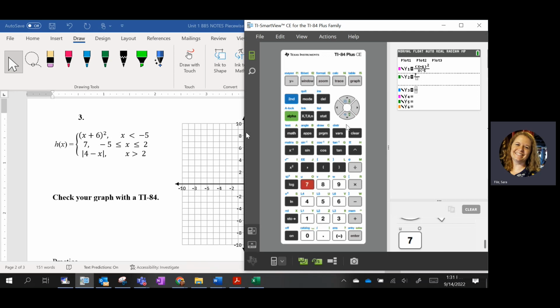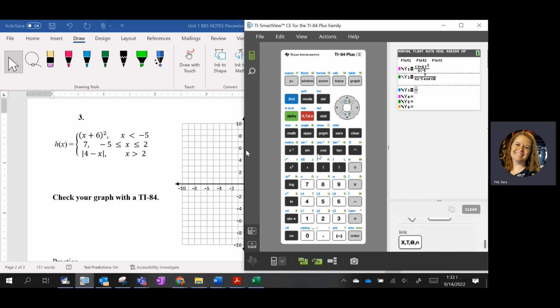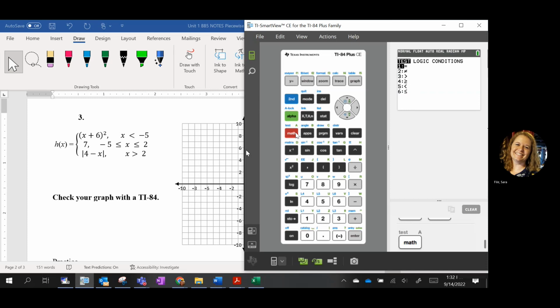Okay, and then we have a constant at 7. So that's just going to be a horizontal line at y equals 7, but only from x is -5 to 2. And so again, this is one where we have to split it up. So we're going to say x is greater than or equal to -5, and x is less than or equal to 2.